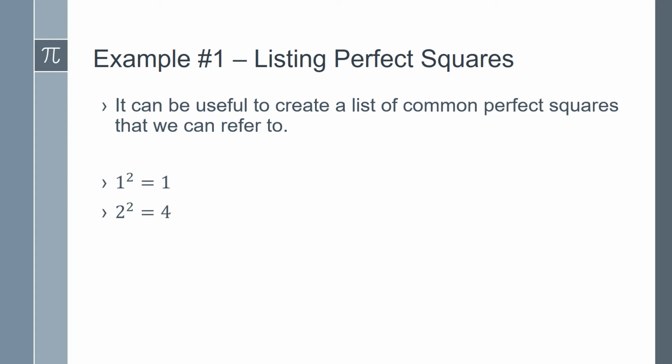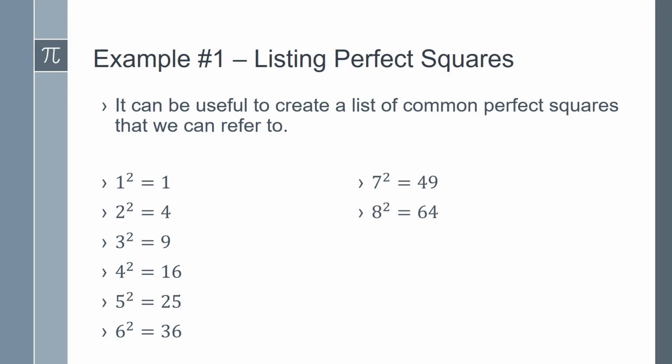2 squared is 4. 3 squared is 9. 4 squared is 16. 5 squared is 25. 6 squared is 36. 7 squared is 49. 8 squared is 64. 9 squared is 81. 10 squared is 100. 11 squared is 121. And 12 squared is 144. You can keep going on as long as you want, but typically this will be enough to help us out in other problems.